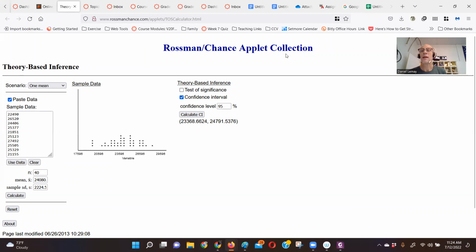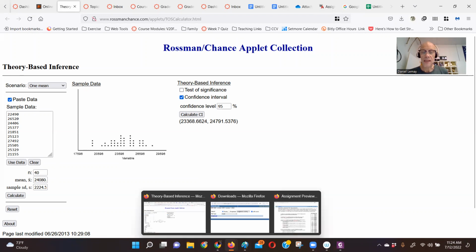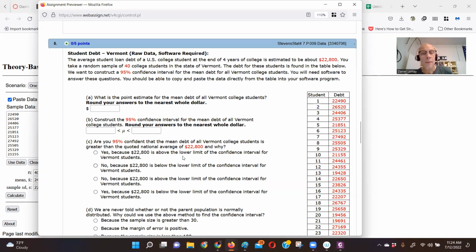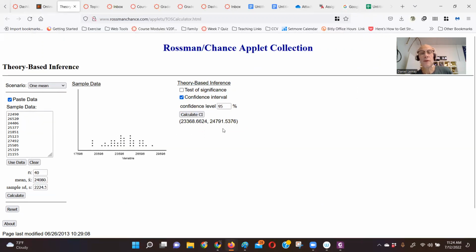Then I want to come back and look at WebAssign, see what they ask us for this, because Dr. Stevens does ask some great questions. Are you confident that Vermont college students' debt is greater than the quoted national average? Well, let's go back and look at our interval. Our interval says 23 and the national average was 22. So that national average is not captured by our interval. Looks like Vermont students, at least based on this data, have a higher debt load. See how easy that is? I encourage you to do this.